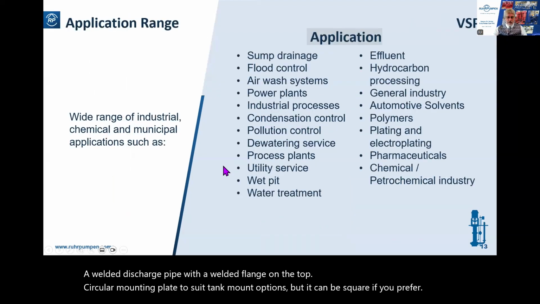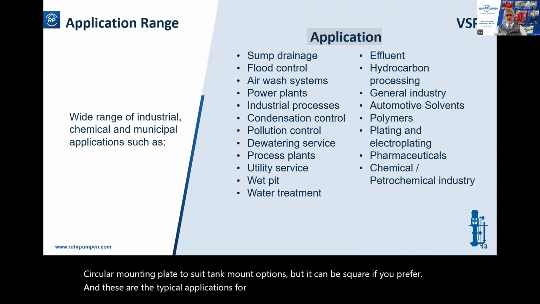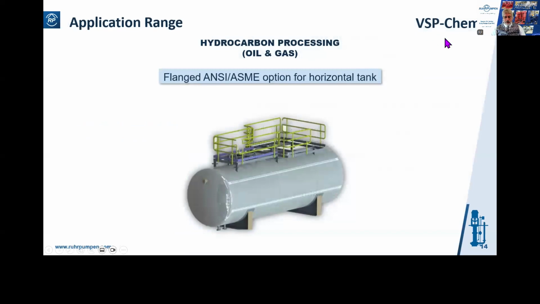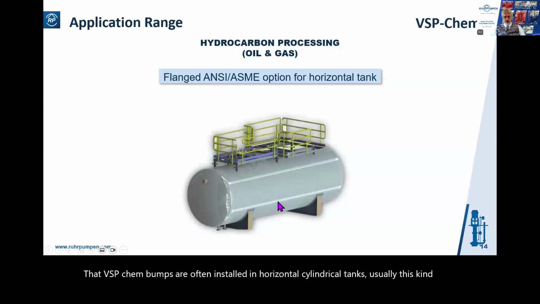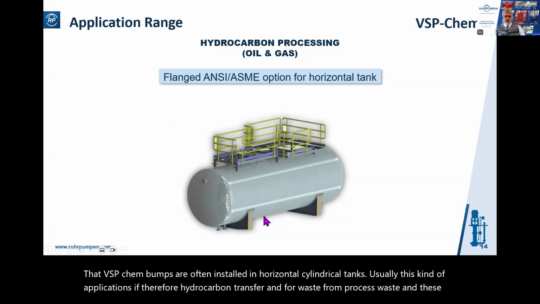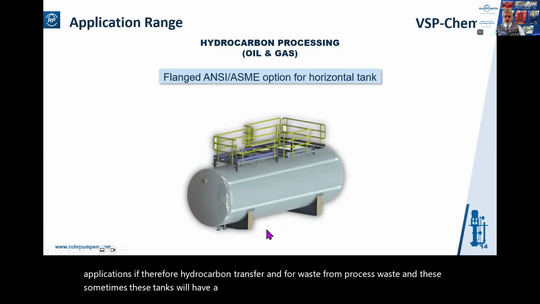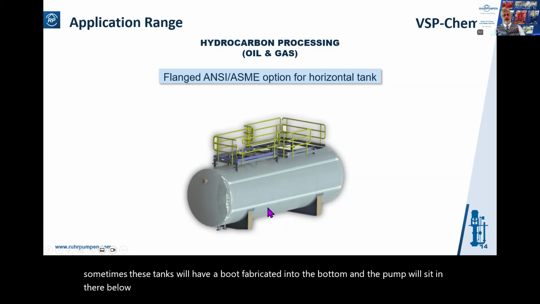And these are the typical applications for this type of pump, both API and non-API versions. Now, VSP Chem pumps are often installed in horizontal cylindrical tanks. Usually this kind of application is for hydrocarbon transfer and for process waste. And sometimes these tanks will have a boot fabricated into the bottom, and the pump will sit in there below the tank, such that it improves the NPSH available.